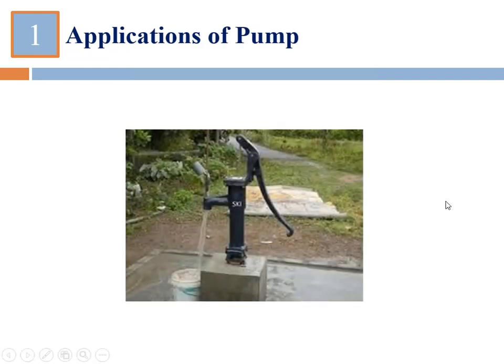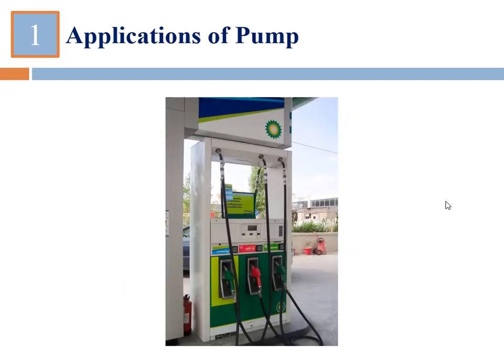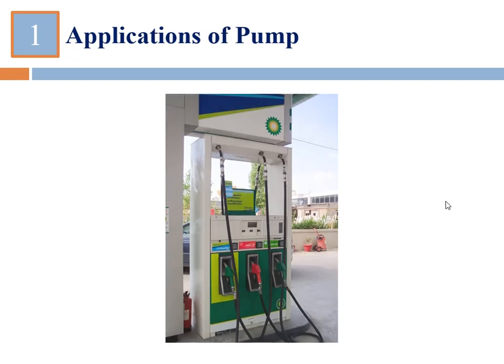So what are the different applications of the pump? Let's see. The hand pump is a general example of a reciprocating pump. We all know that the water in a bore well, we lift that water from the well and it gets collected here onto the ground with the help of this hand pump. Then the petrol pump. In a petrol pump also the petrol reservoir is located underground, and we lift that petrol to get filled in our tank with the help of the pump.